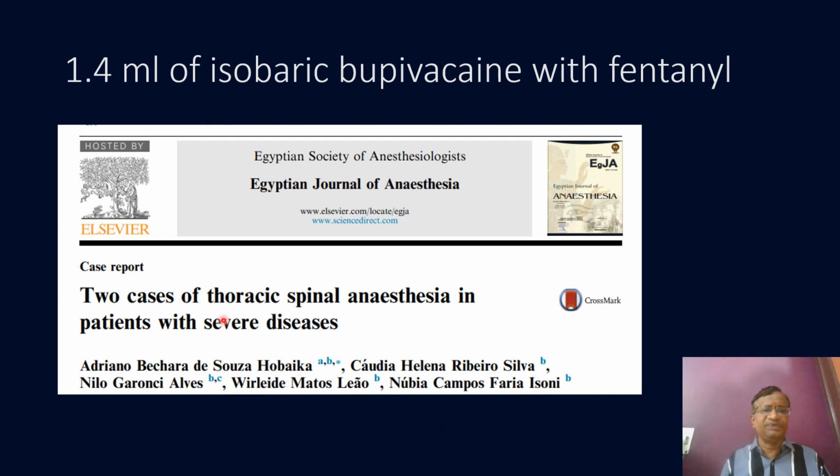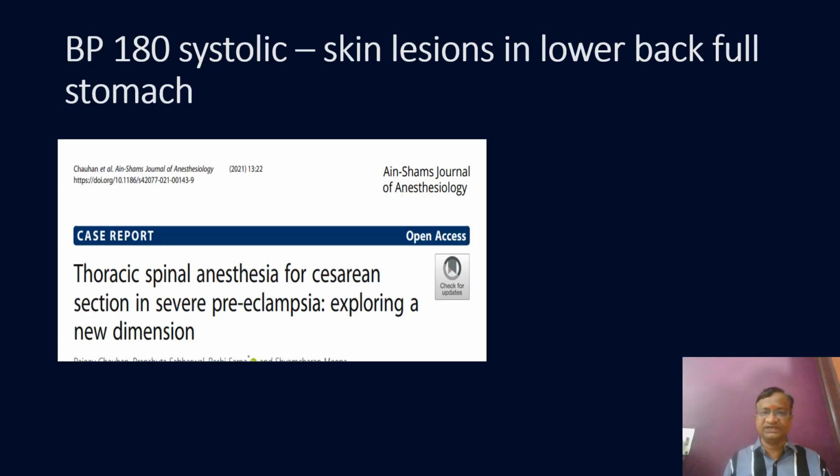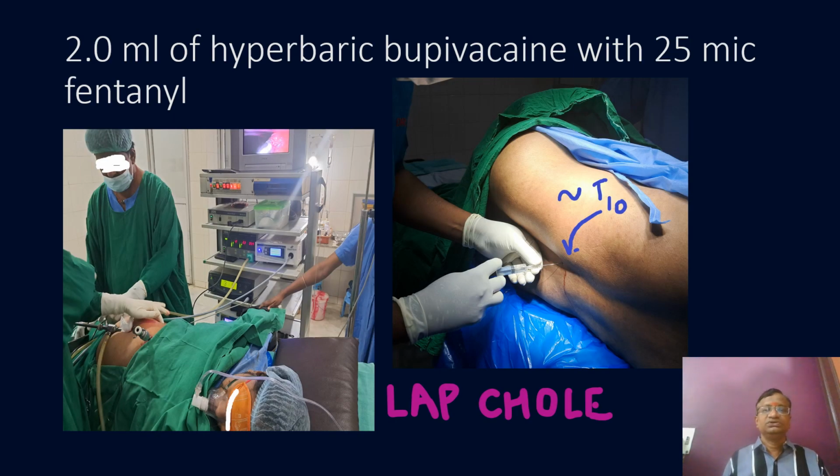Two cases of thoracic spinal in patients with severe disease. 1.4 ml of isobaric bupivacaine with fentanyl. BP of 180 systolic. Skin lesions in the lower back. Full stomach. Yes. Severe preeclampsia. Now this is somewhere in 2000. Thoracic spinal anesthesia for cesarean sections. Now what I have given is for a lap cholecystectomy. In my case, I have given around the T9, T10 space, 2 ml of hyperbaric bupivacaine with 25 mcg of fentanyl. This patient is only on oxygen and lap chole is going on.